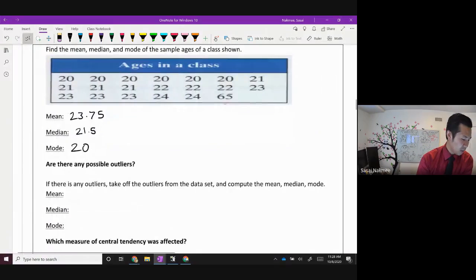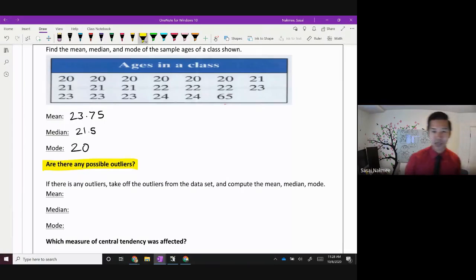And here's what I want to ask you guys. Are there any possible outliers for these ages? And hopefully you guys can see there is an outlier. What's that outlier? This guy who's 65. I'm not saying he doesn't belong. I'm just saying numerically speaking, that age looks like an outlier.